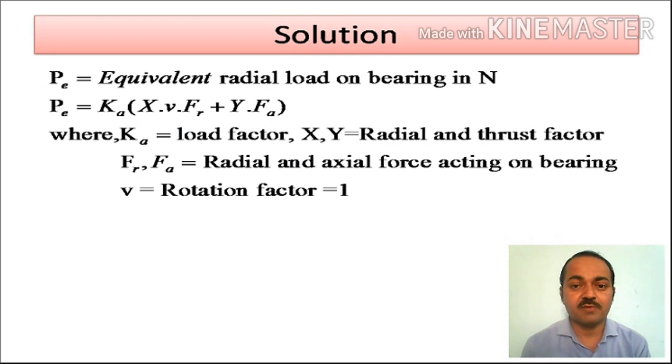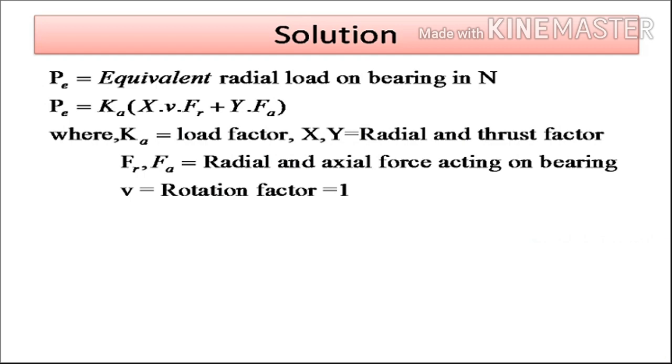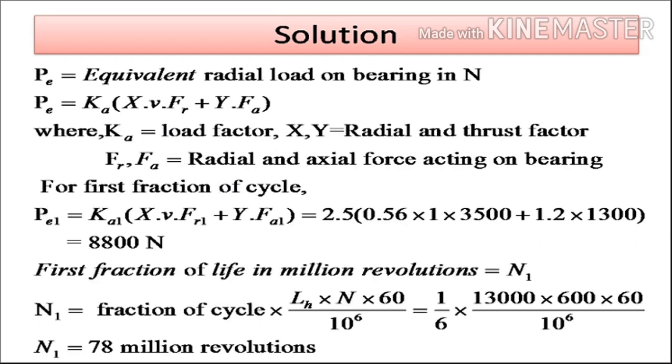So X and Y are the radial and thrust factors, FR is the radial force acting on the bearing, and FA is the axial force acting on the bearing. This way you can get the equivalent radial load acting on the bearing. Now let us see how we can find it out for the first fraction of this cycle.